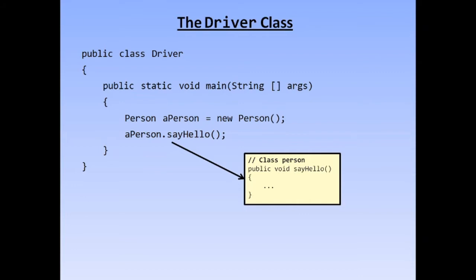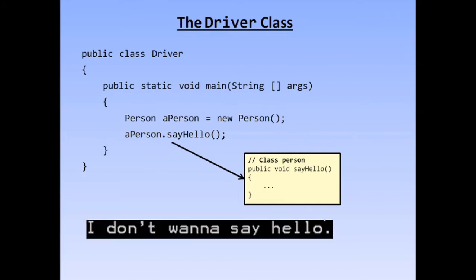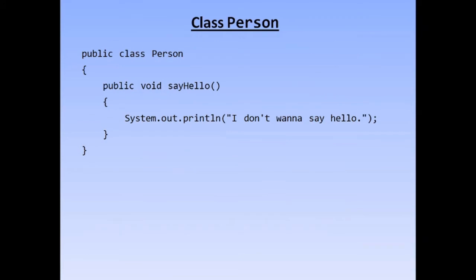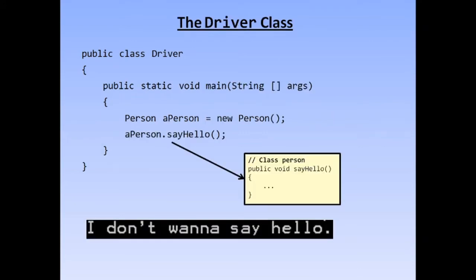We have to put the keyword class and then the name of the class, that is public class driver, and then we are putting the main function inside this class. Inside the main function, we are making an object a person of the class person, instantiating it, and then we are calling a method called say hello. Now this person class is defined somewhere else. Okay, this is the person class. It has a function say hello, which is just printing I don't wanna say hello. As you can see in the previous slide, the output is I don't wanna say hello.